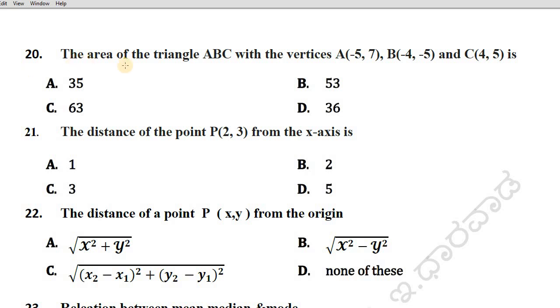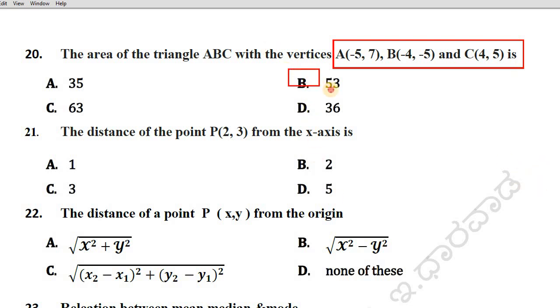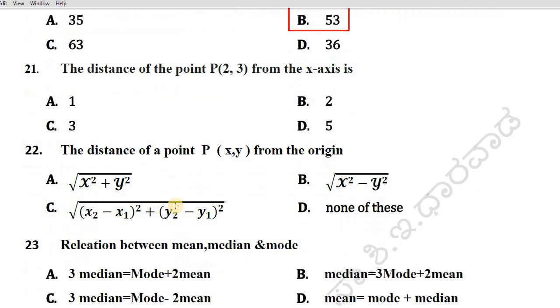Question number 20, children. The area of the triangle ABC with the vertices A minus 5, 7, B minus 4, minus 5, C 4, 5 is. See here 3 points coordinates they have given and asking to find area of the triangle, and it is a direct equation. Use the formula half into x1 into y2 minus y3 plus x2 into y3 minus y1 plus x3 into y1 minus y2 and simplify. It gives the answer 53. Hence here the right option is B.